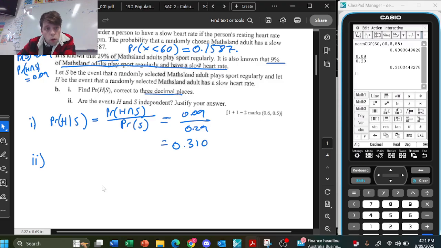So putting this into words, we're asking here, does having a slow heart rate depend on whether or not you play sport regularly? That's essentially what the question's asking. And the criteria for this to be true is that the probability of H given S, so the probability that someone has a slow heart rate given that they play sports regularly, needs to be equal to just the probability that they have a slow heart rate. Because if whether or not they play sports has an impact on their heart rate, then that means they're not independent of one another, are they?